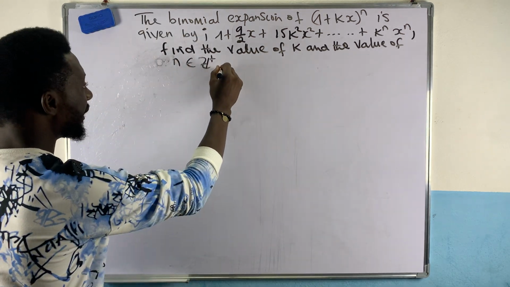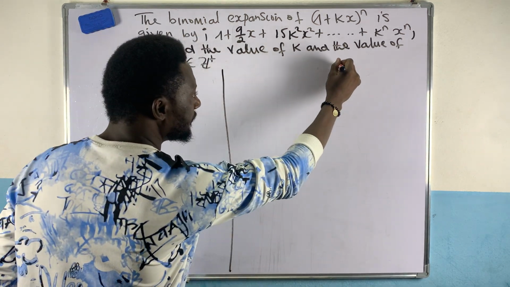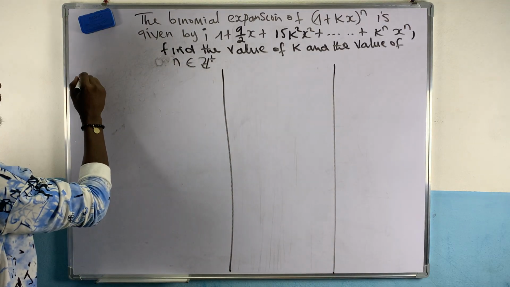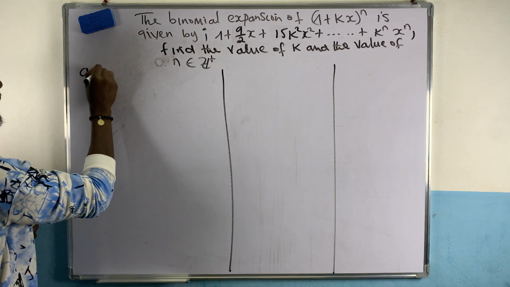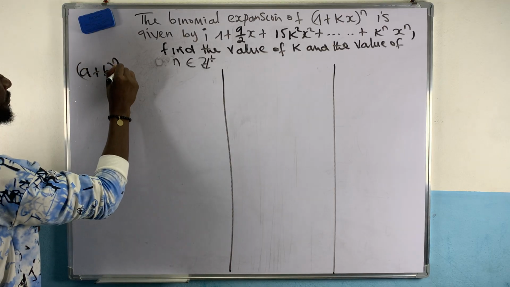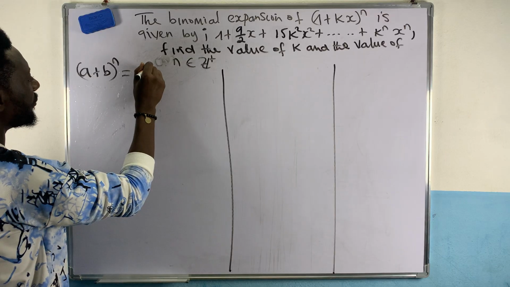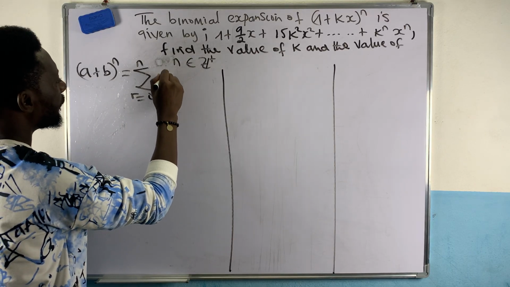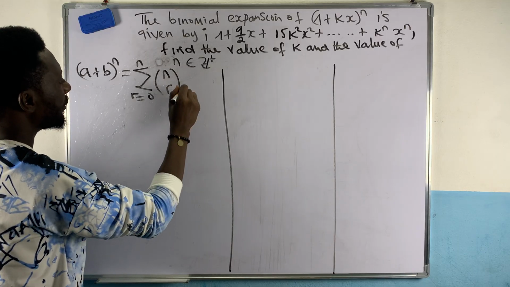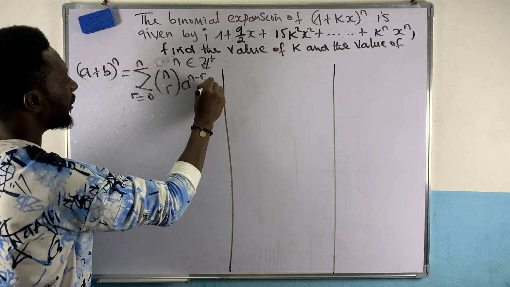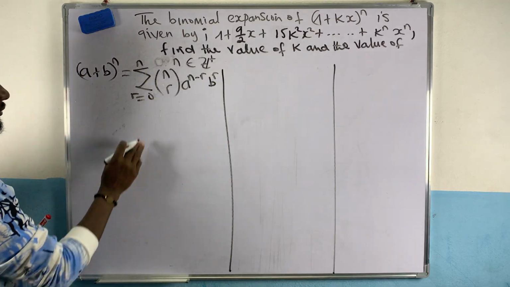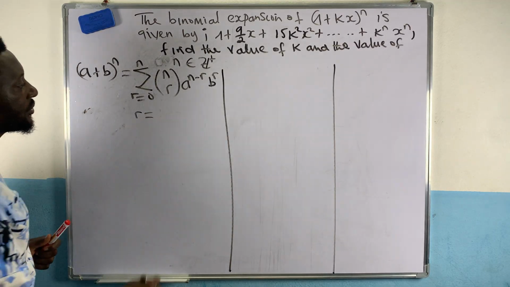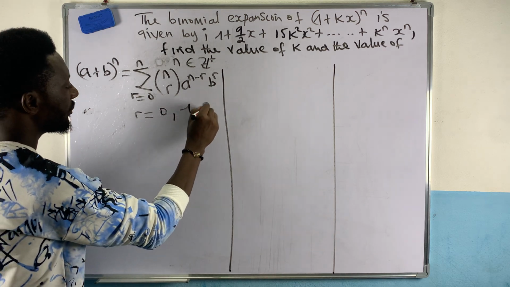So for us to expand that binomial, I'll begin with the general formula for expanding the binomial (a + b)^n, which is the sum from r equal to 0 right up to n of n combination r, a^(n-r), b^r, where r can take values 0, 1, 2.